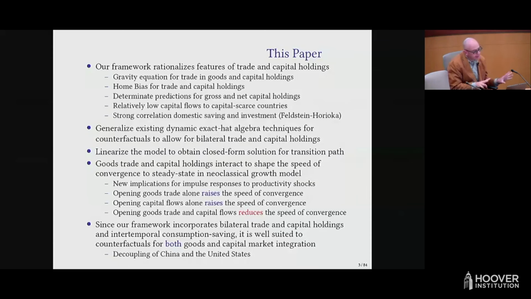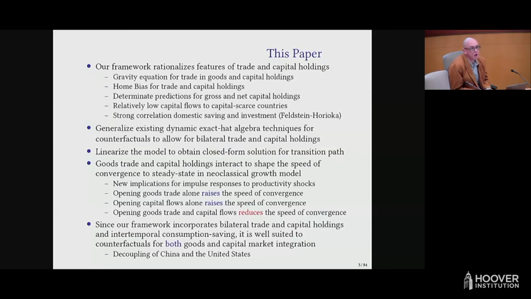So as I mentioned, our framework's going to hit some key features of the data. I've already mentioned one of them, which is the so-called gravity equation relationship for trading goods and capital holdings. That'll emerge very naturally in our framework. We'll also get some other key features of the data that Obstfeld and Rogoff and many other people have emphasized. So in particular, the model will naturally explain home bias in both trade and capital holdings. So countries disproportionately invest in themselves relative to investing in other countries. The model will also generate determinate predictions for gross and net capital holdings. So in particular, gross capital holdings will be much larger than net capital holdings, which is again something we see in the data. And our model will give determinate predictions for those gross holdings.